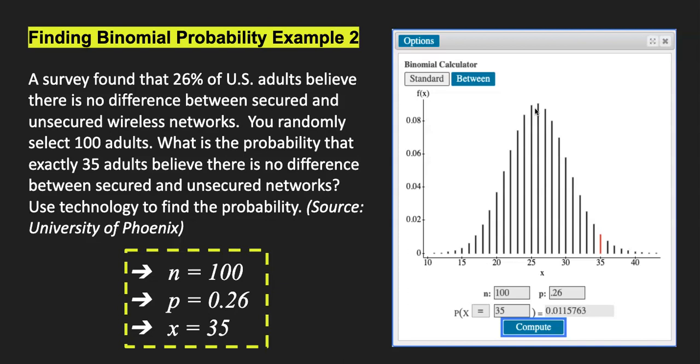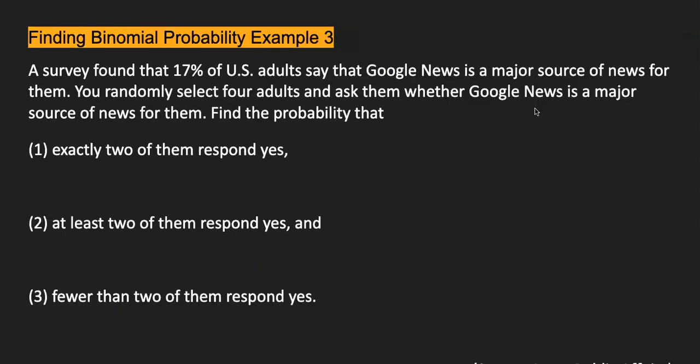All right, but let's focus on finding probabilities for the next couple. Now this one's a little more challenging because sometimes it's not always exactly how many. I may ask you to find the probability that, look at B, at least 2 of them respond yes, or number 3, the probability that fewer than 2 respond. So let's look at this one together, but we can still use the same tool.